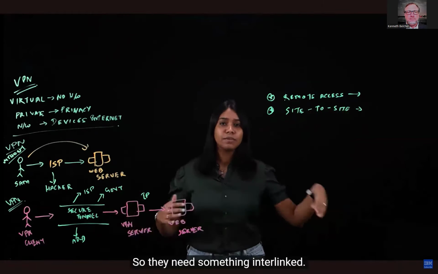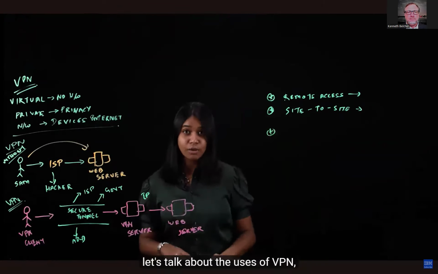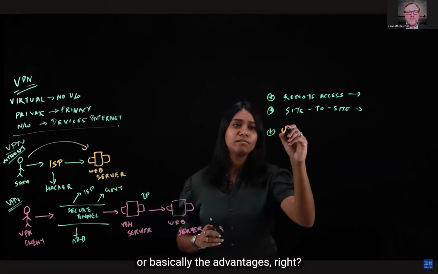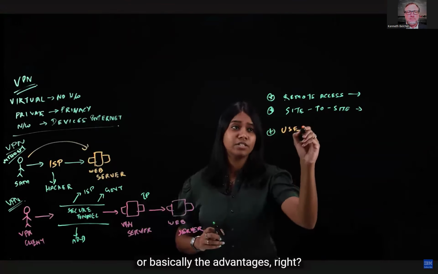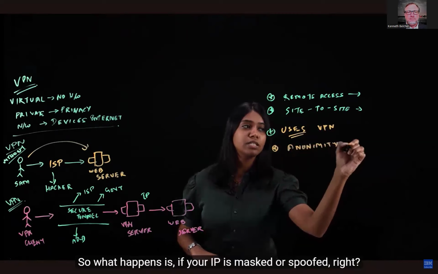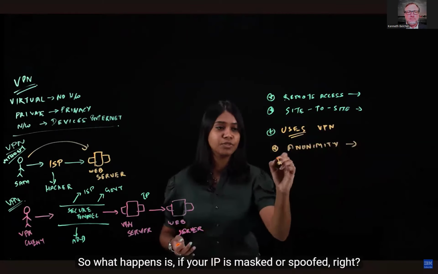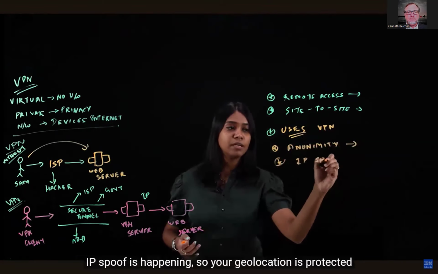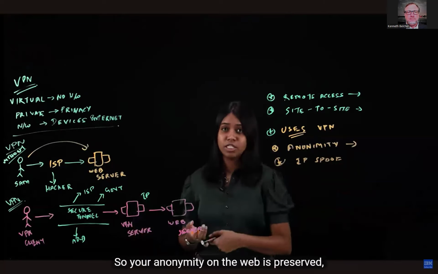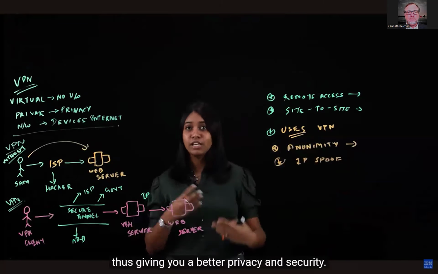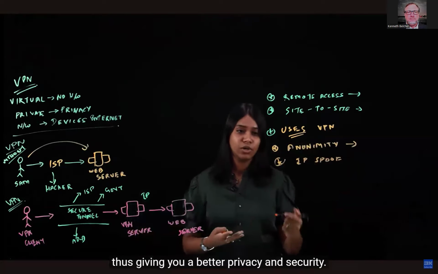And to conclude, overall, let's talk about the uses of VPN, or basically the advantages. First, your anonymity. Your IP is masked or spoofed. IP spoofing is happening, so your geolocation is protected and all your private data is encrypted, so your anonymity on the web is preserved, thus giving you better privacy and security.